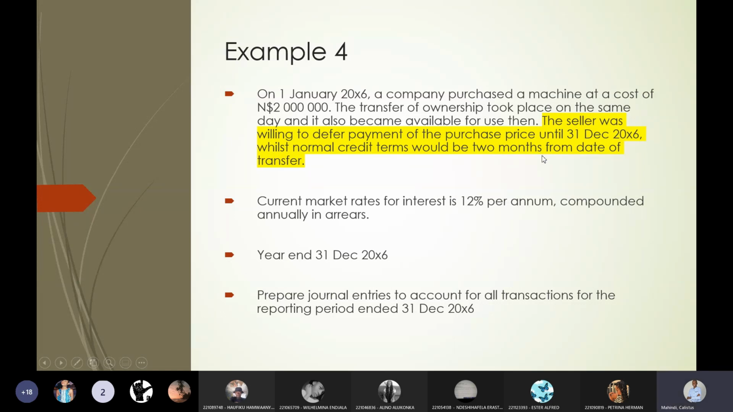But since the normal credit terms are 2 months, if it was bought on 1st of January, they would have had to pay within 2 months. So they'd have the whole of January and the whole of February to pay. They would have to make the payment by 1st of March. But since they're paying on 31 December, they've actually deferred the payment terms 10 months beyond the normal credit terms. Are we together there?